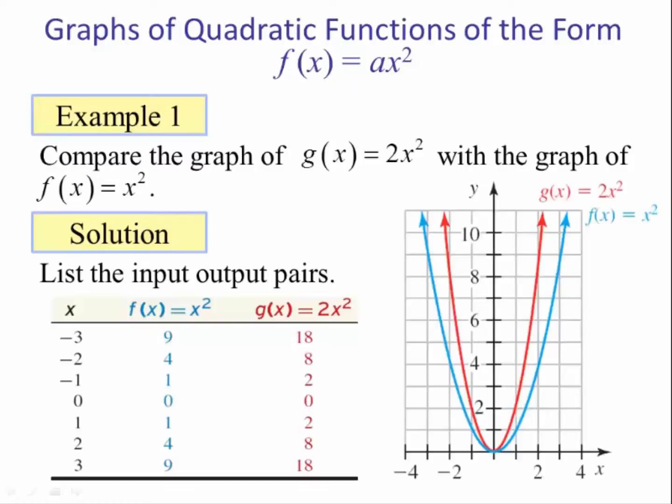And if we plot these points, we can see that g of x is steeper than f of x. And the reason why this is the case is because we are multiplying the x squared. So this is what we call a vertical stretch by a factor of 2.